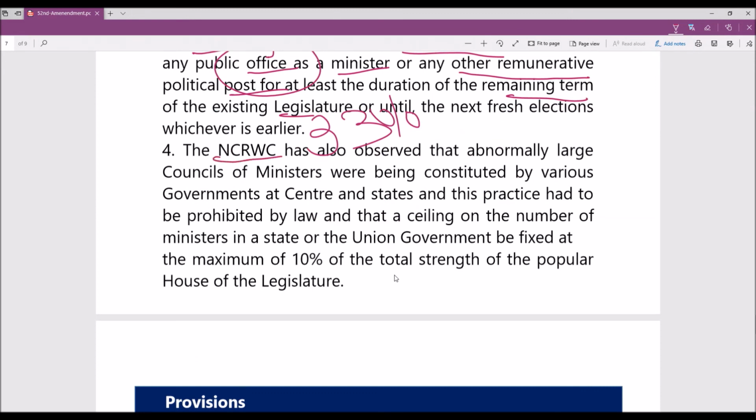NCRWC also observed that abnormally large councils of ministers are being constituted by various governments. To keep the interest of all, with mergers and acquisitions of parties and splits, a large number of ministers are appointed. There are 100 members and 50 ministers. This is very chaotic. So they have prohibited by law, a ceiling on the number of ministers in a state, a limit on how many members can become a minister in the state.